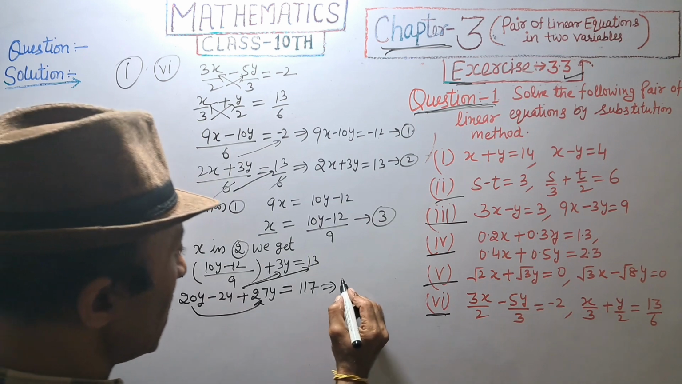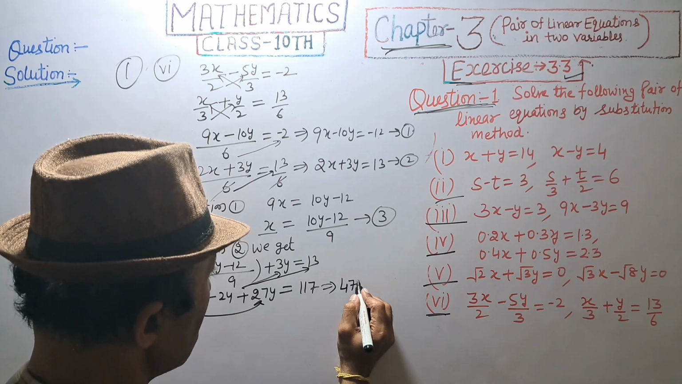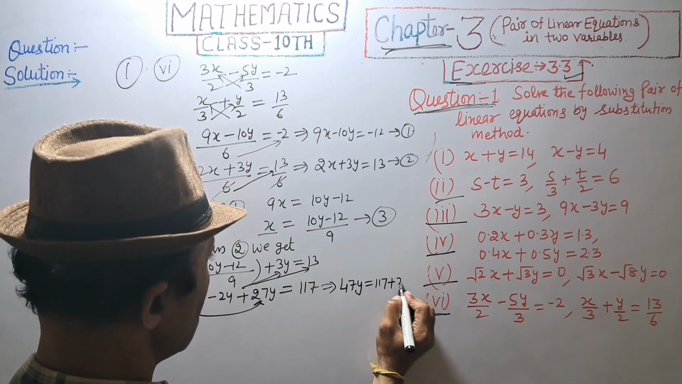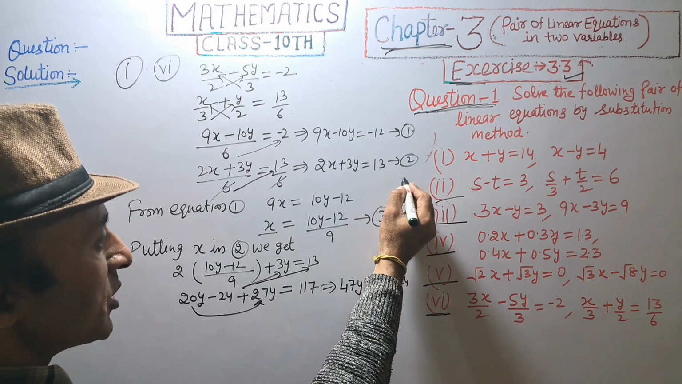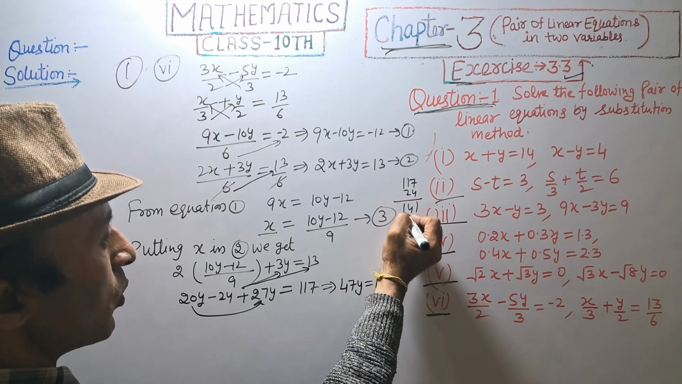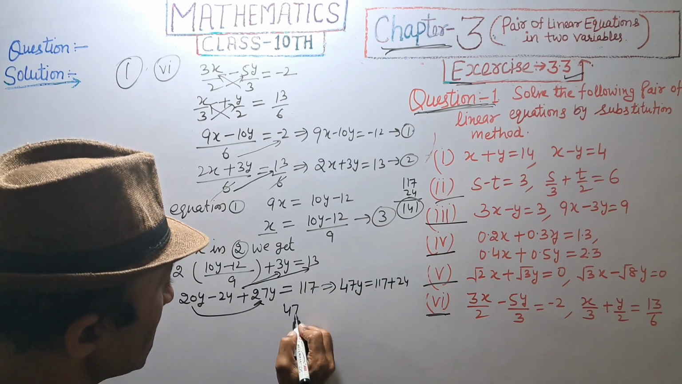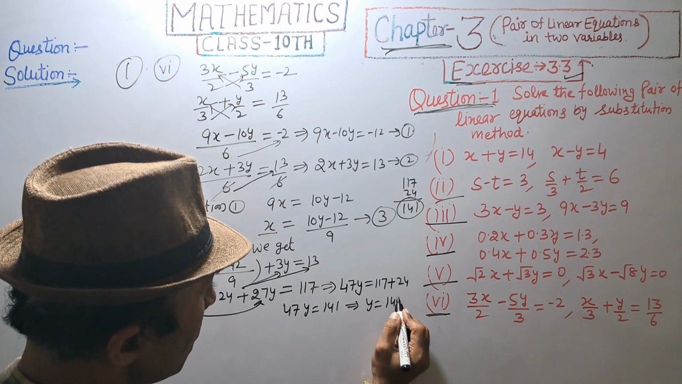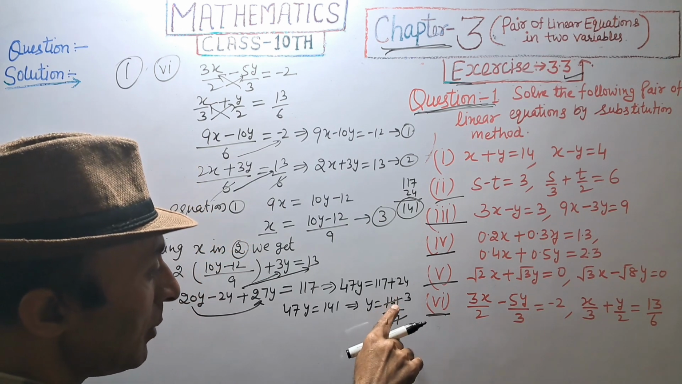This implies we are adding 20y plus 27y, equal to 47y, which is equal to 117 plus 24. Shifting minus 24 to the right side, that will be positive, and the addition of 117 and 24 is equal to 141. So 47y is equal to 141. This implies y is equal to 141 divided by 47, which is completely divisible by 3.